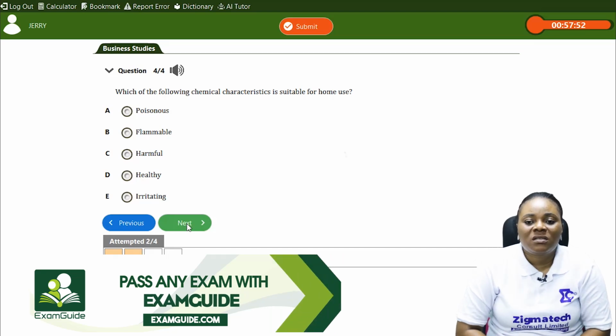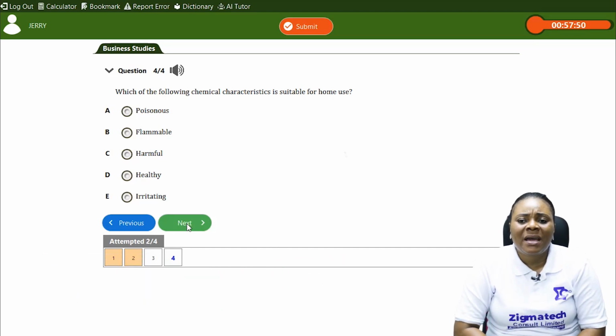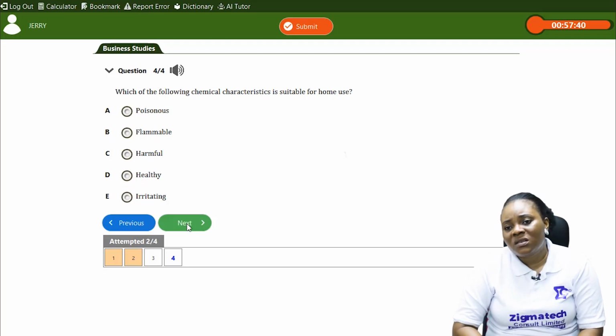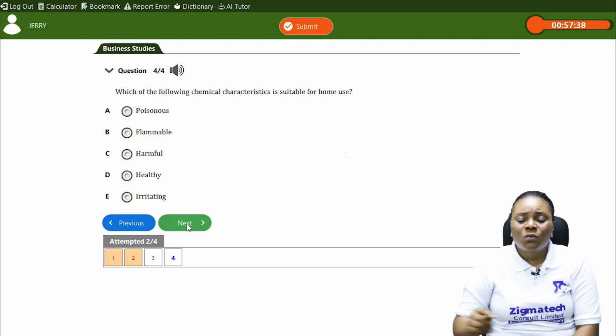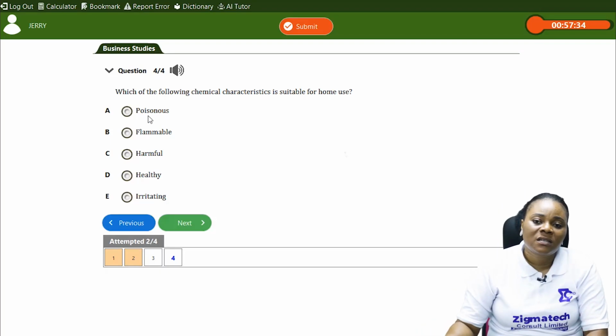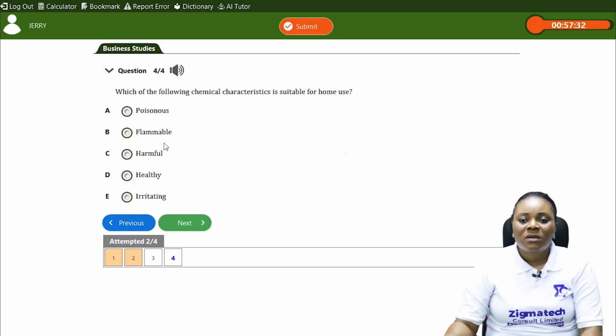The next question says, which of the following chemical characteristics is suitable for home use? Remember, we looked at the characteristics of chemicals suitable for use and the ones not suitable for use. So which of the following is suitable for home use? A, poisonous, B, flammable, C, harmful, D, healthy, E, irritating.